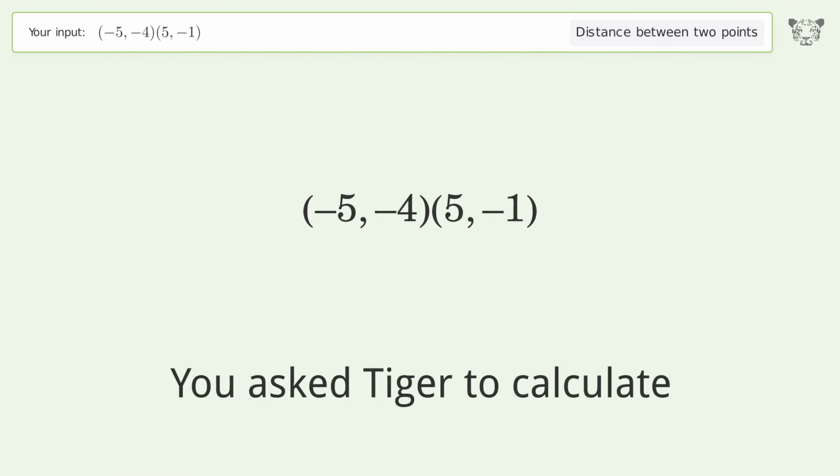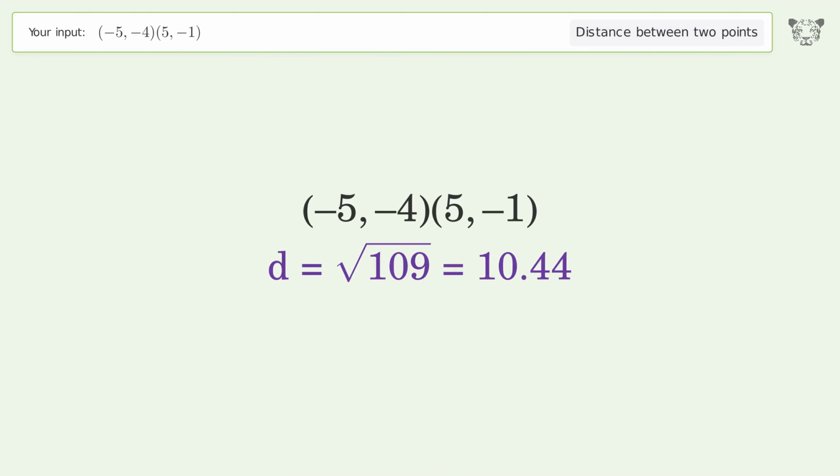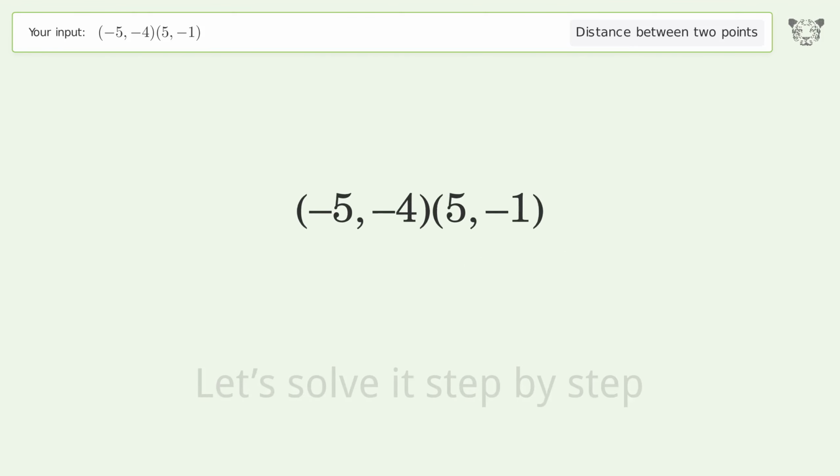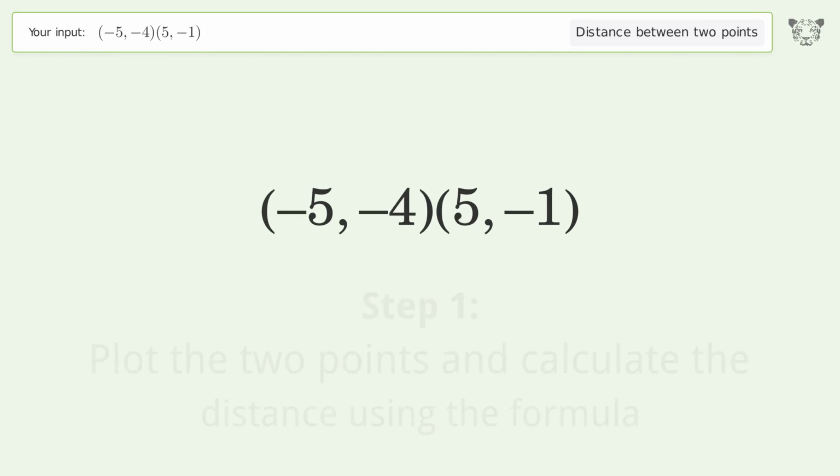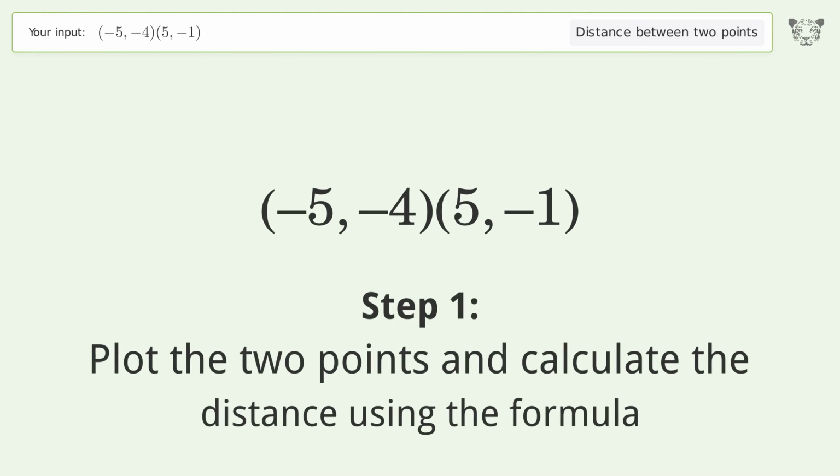You ask Tiger to calculate. This deals with the distance between 2 points. The distance between the 2 points is the square root of 109 or 10.44. Let's solve it step by step. Plot the 2 points and calculate the distance using the formula.